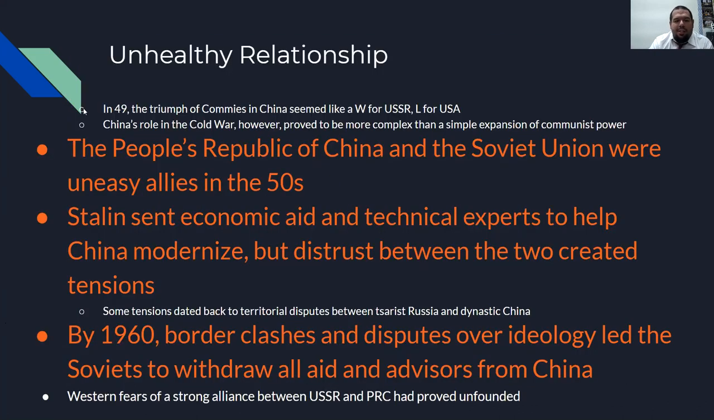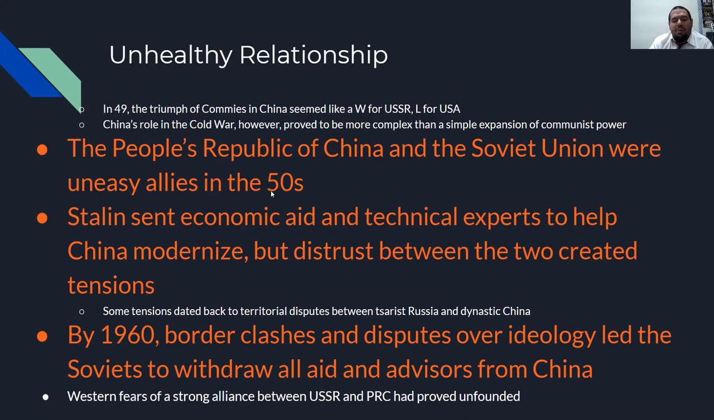So an unhealthy relationship. In 1949, the triumph of the communists in China seemed like a win for the Soviet Union and a loss for the USA. China's role in the Cold War, however, proved to be more complex than the simple expansion of communist power. The People's Republic of China and the Soviet Union were uneasy allies in the 50s. Stalin will send economic aid and technical experts to help China modernize, but distrust between the two created tensions.